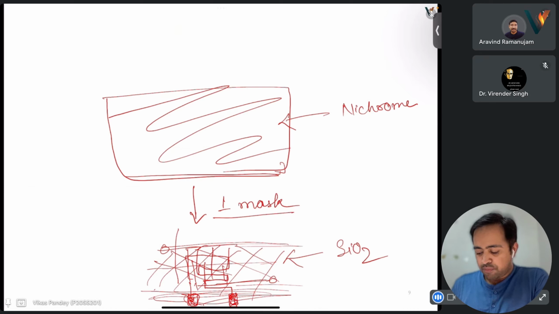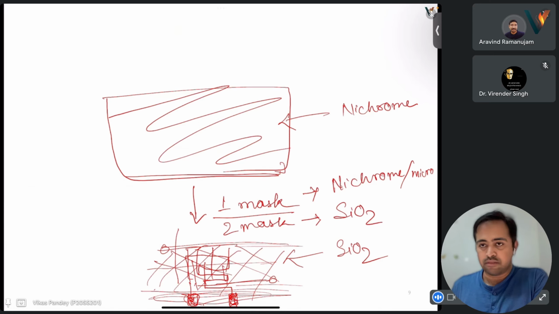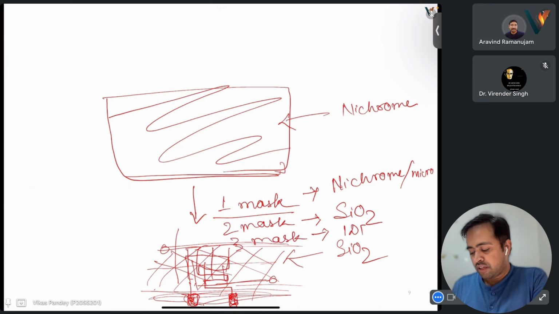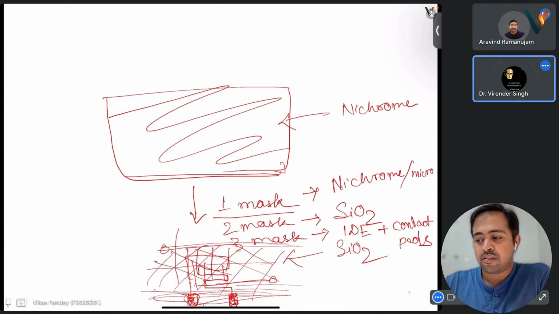So one mask is for patterning the nichrome, or we can say the micro heater. The second mask is to pattern SiO2 for the contact areas and wherever we want it to be open. And the third mask is for IDE patterning, IDE plus contact pads, we can say. So how many masks in total? That I was saying, it's a three mask process. Yes, it is a three mask process.